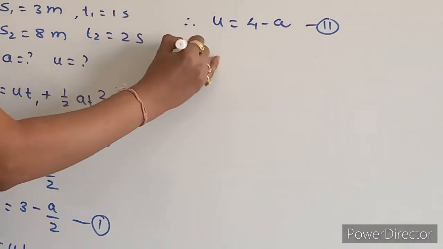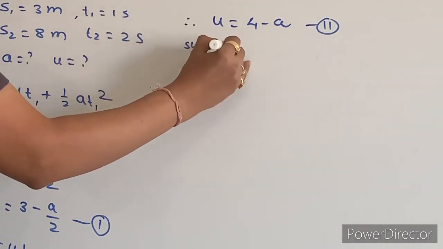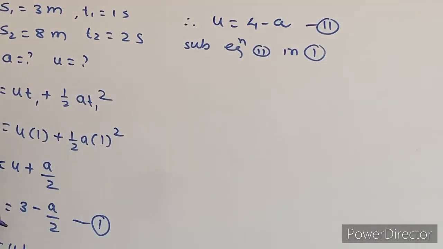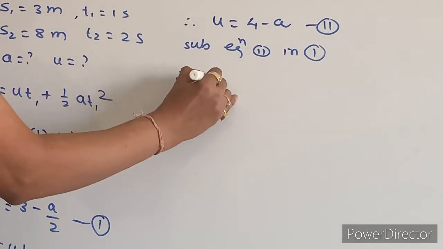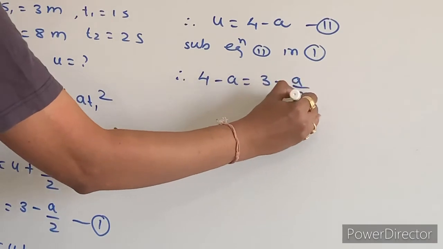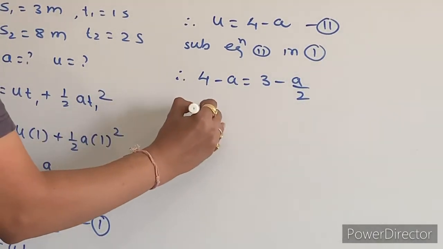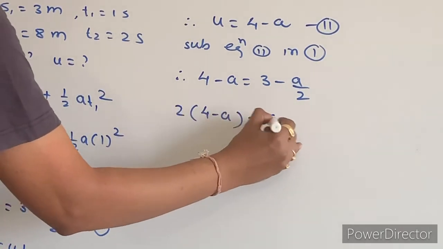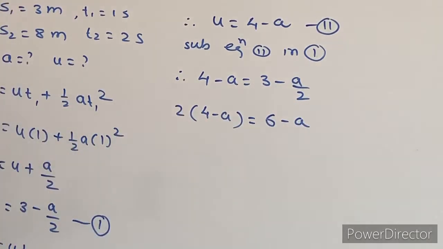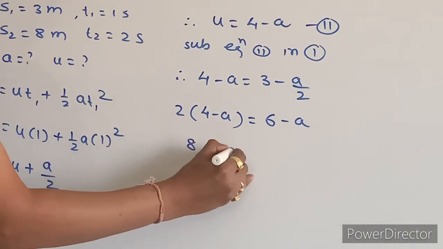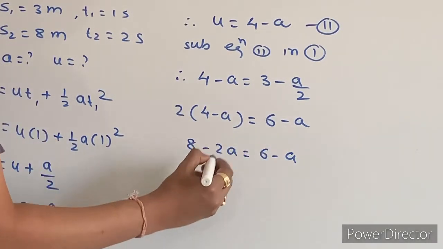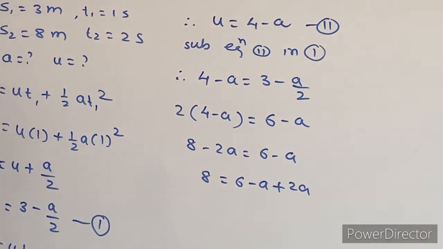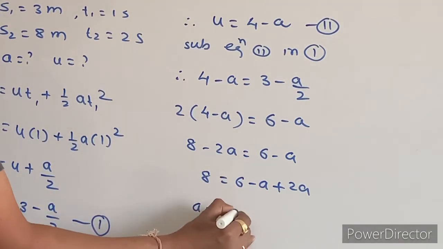I can substitute equation 2, or you can say equate this part. So I can write 4 minus a is equal to 3 minus a upon 2. Just multiply here: 4 minus a, bracket ke bahar 2, is equal to 6 minus a upon 2, so I took the 2 to this side. So this comes out to be 8 minus 2a is equal to 6 minus a. This comes out to be 8 is equal to 6 minus a plus 2a. So a is equal to 2 meter per second square. This is the acceleration.